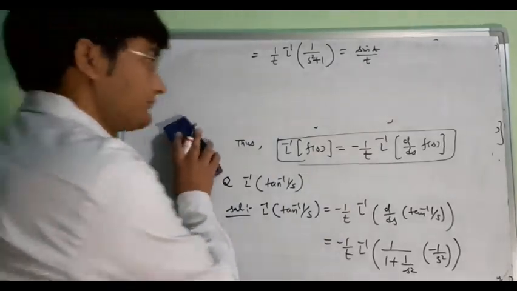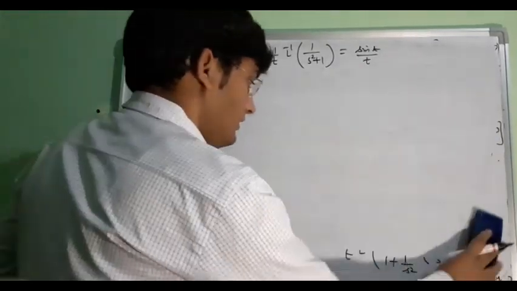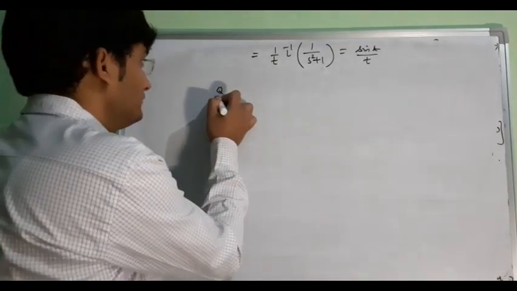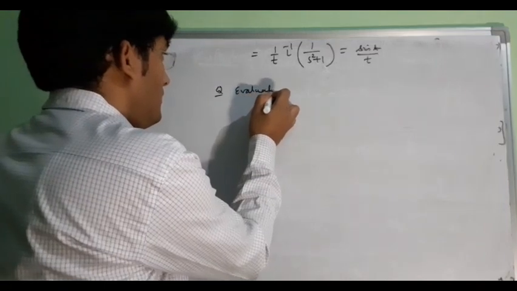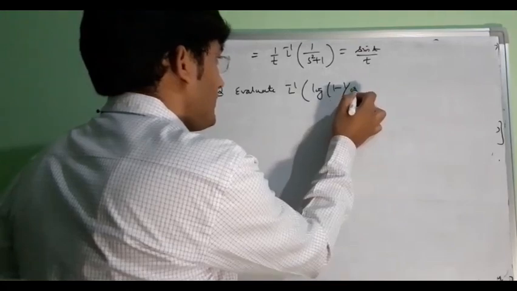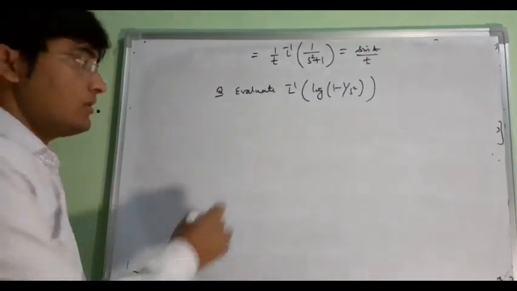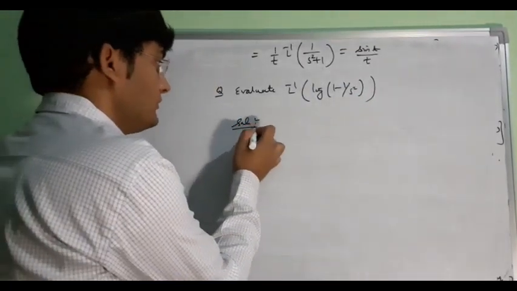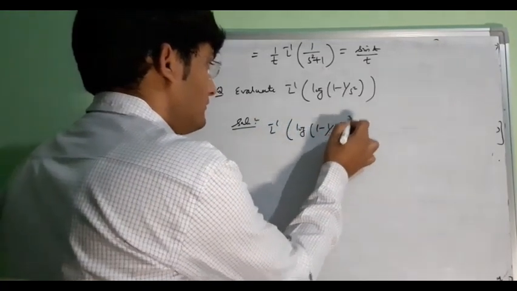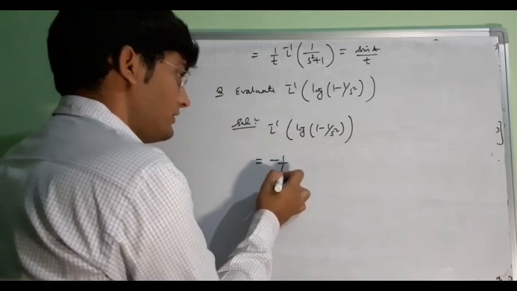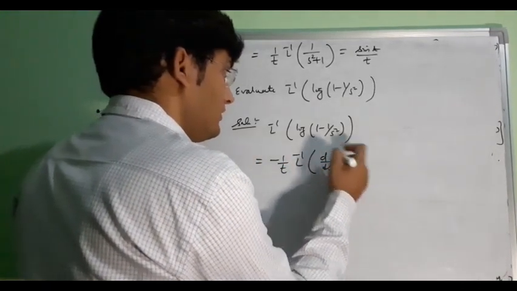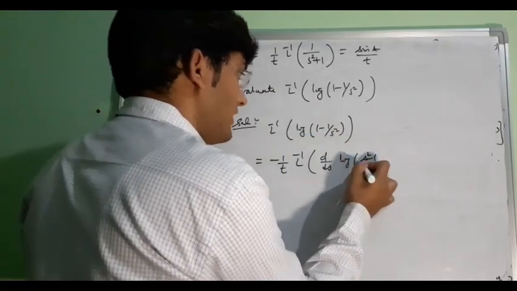Then again let us find out the Laplace inverse of log (1 minus 1 upon s square). Solution: using the same formula we can write it as minus 1 by t Laplace inverse of d by ds of log, let us take LCM, (s square minus 1) upon s square.